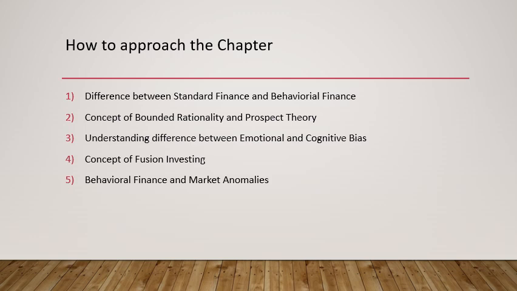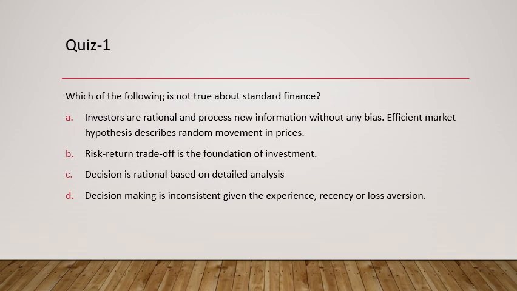Then you need to understand differences between emotional and cognitive biases. So the biases have been split into these two broad categories. Then also go through the concept of fusion investing. So make note of key points on fusion investing. And finally, what is very important is the market anomalies which are explained by behavioral finance, which also need to be jotted down as part of preparation for the exam. Let us now move ahead to the questions, and there are 20 as I told you, so I will take you through them one by one.